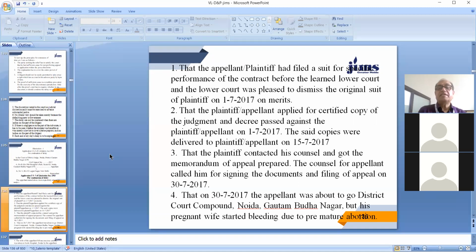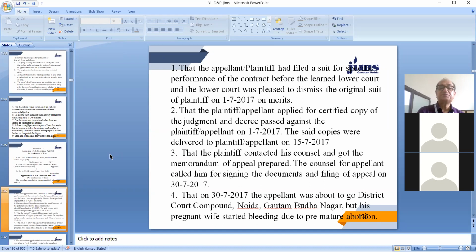Para 2, that the plaintiff appellant applied for a certified copy of the judgment and decree passed against the plaintiff appellant on 1st July 2017, and the said copies were delivered to the plaintiff appellant on 15th July 2017. You see, there is a copying department in each and every district court from where you can obtain a certified copy of the orders and judgments.